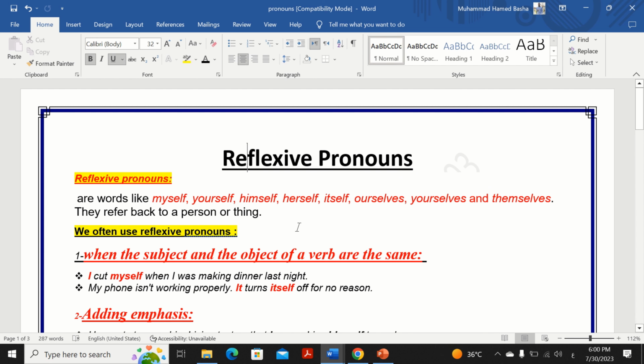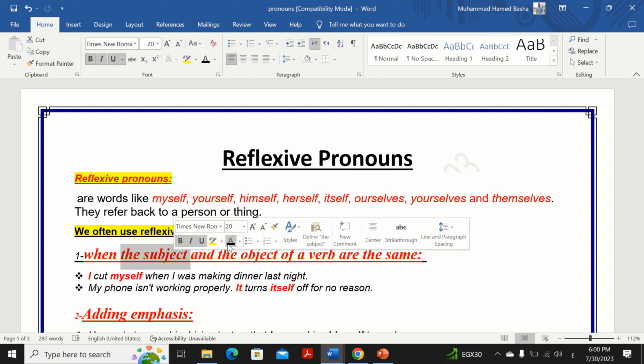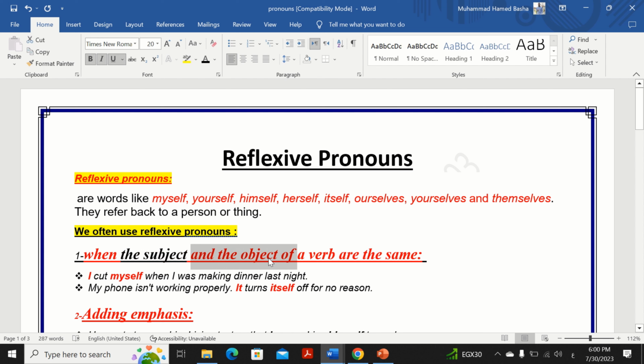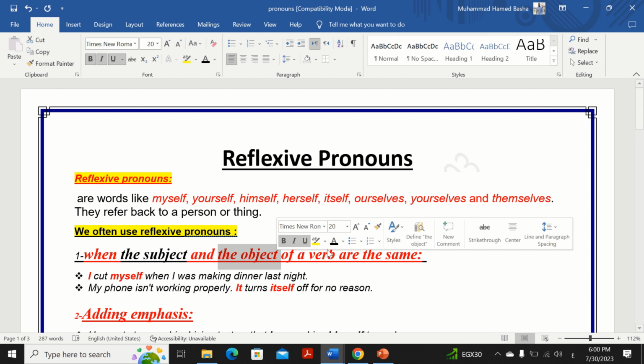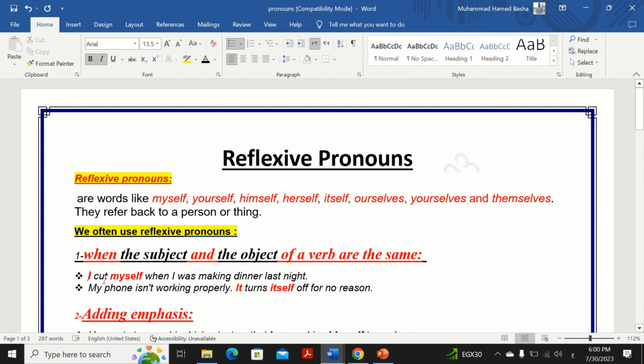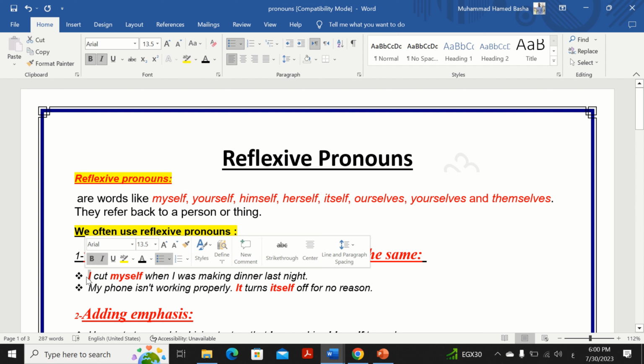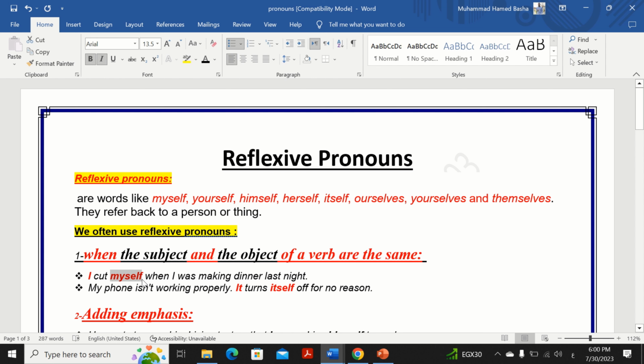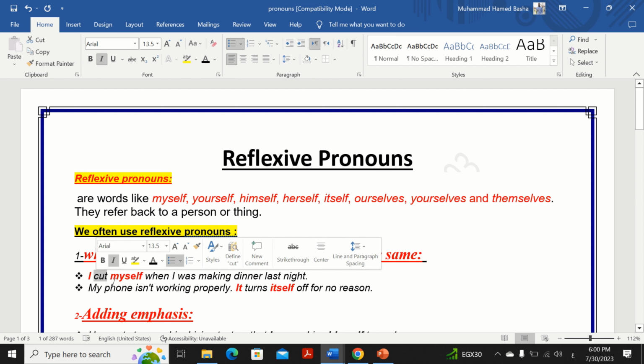Okay, why do we use reflexive pronouns? We often use reflexive pronouns, number one, when the subject and the object of a verb are the same, like: I cut myself when I was making dinner last night. I here is the subject, and myself is the object, and cut is the verb for both.